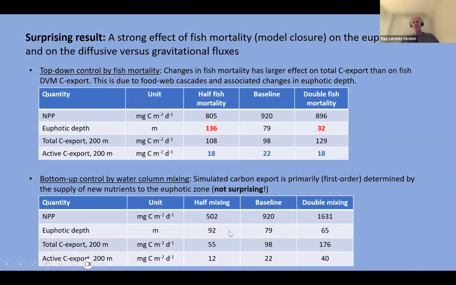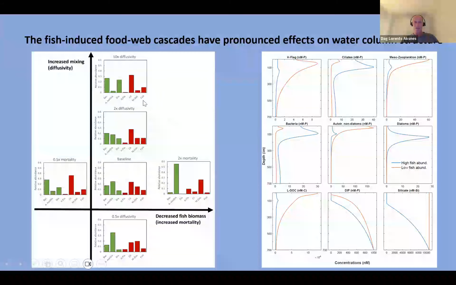The euphotic depth is not as sensitive to these changes as to the mortality changes. And also the total export and the active export reflect the diffusivity, or the nutrient input to the model. So this is not surprising at all. But I include it just to show that the euphotic depth is much more regulated by the fish mortality than the euphotic depth in this model. I don't say this is the case in nature. I'll come back to that.